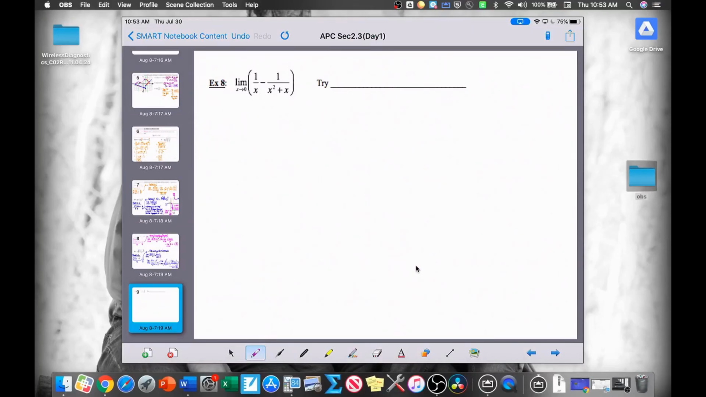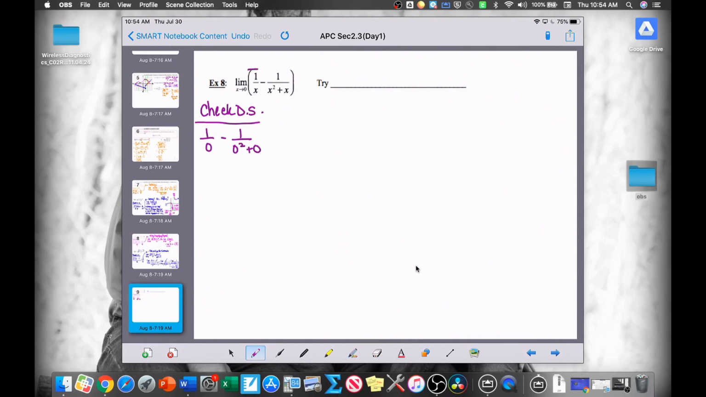Our last example is example 8. Again, let's begin by checking direct substitution. If we plug in 0 for x, we end up with 1 over 0 minus 1 over 0 squared plus 0, which doesn't even make any sense, can't do it. We just know we need to try something.